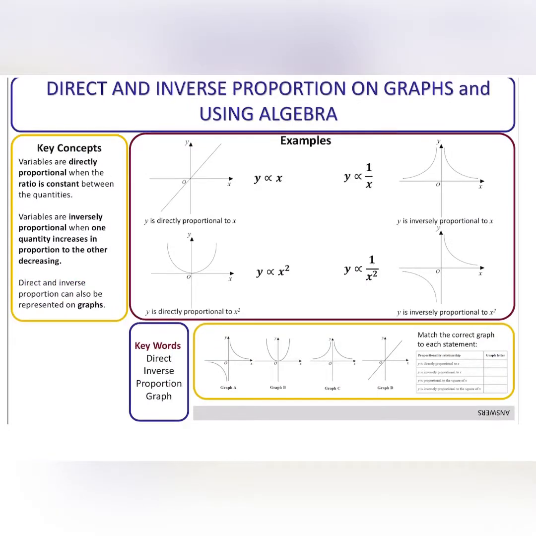Okay, so the knowledge organizer for this topic shows you a few graphs. When something is in direct proportion to something else, as one variable increases, the other one increases at a constant ratio. Inverse proportion means that when one thing increases, the other one decreases. The keywords for this lesson are direct, inverse, proportion, and graphs. And hopefully by the end of the lesson, you can answer this question on the knowledge organizer.